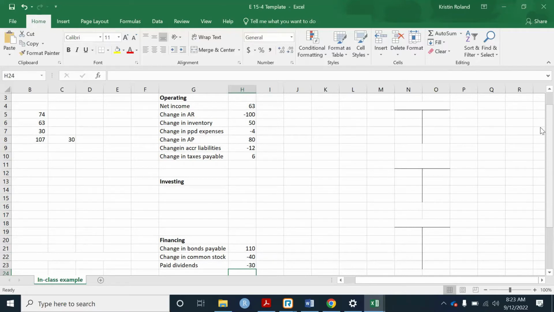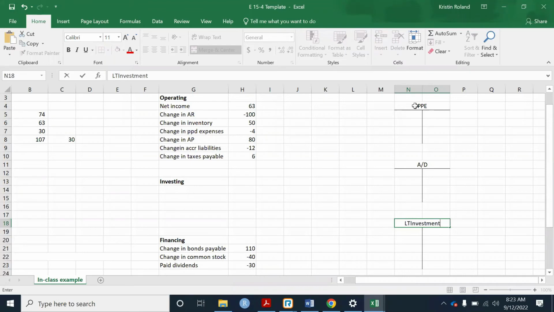Okay, so I'm going to deal with the last 3 problematic ones. I'm going to use my T accounts: one for PP&E, another one for accumulated depreciation, and the last one for long-term investments. The reason I have to do that for those 3 accounts is that I had more than one thing causing the change.